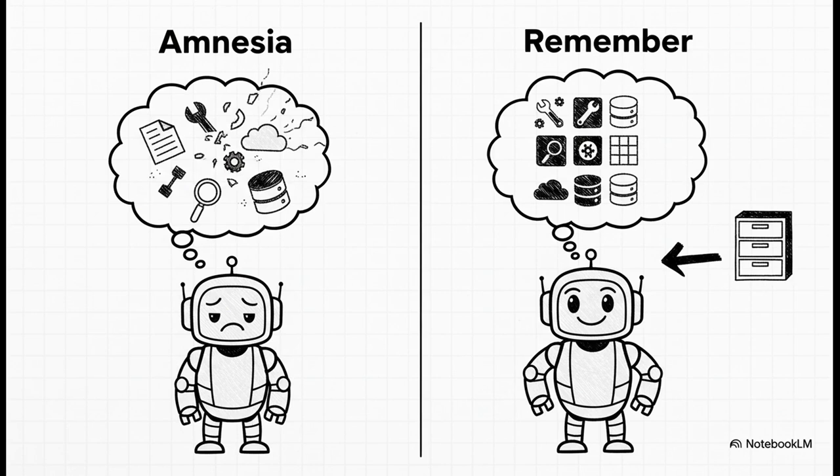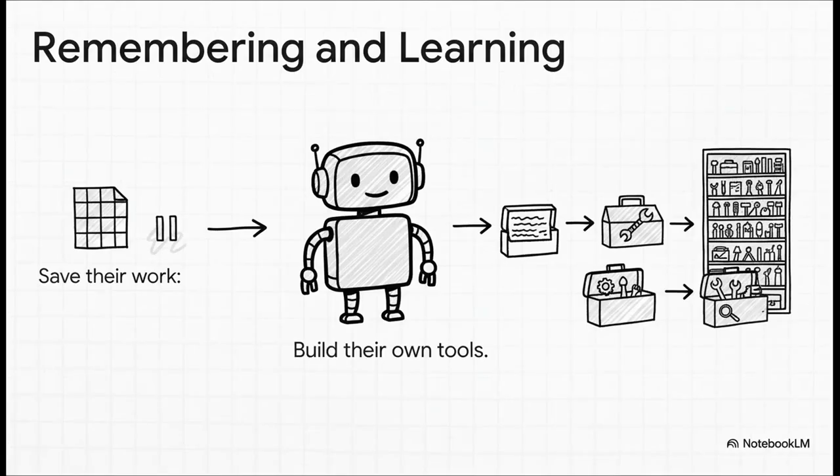The next superpower is memory. You know, normally AI agents have amnesia. They finish a task and poof, they forget everything. But code execution gives them a way to actually remember. Here's how it works. First, they can save their work. If they're in the middle of a big multi-step job, an agent can just write its progress to a file like leads.csv and then pick up right where it left off later.